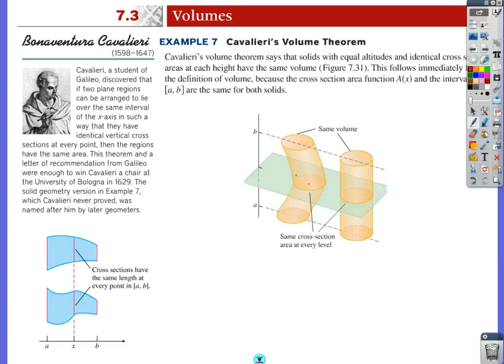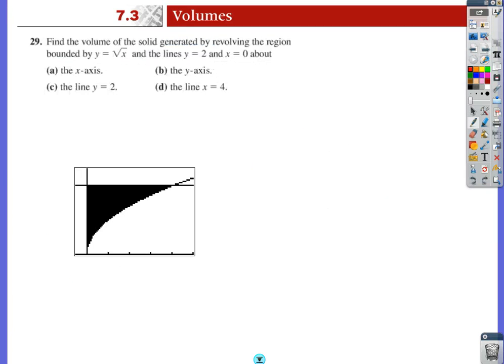I can have two completely different looking shapes, but if the cross sections are the same all the way across, then my volume is going to be the same. Here's an example of that right here. The guy who came up with it is Mr. Cavalieri. Pretty cool. All right, just a cool random thought. Next. Let's get these examples pounded out and out of the way.